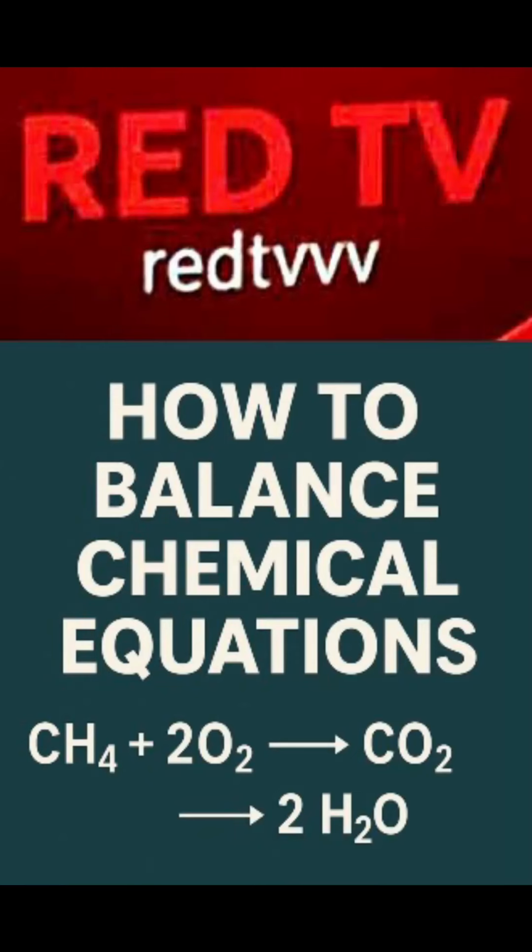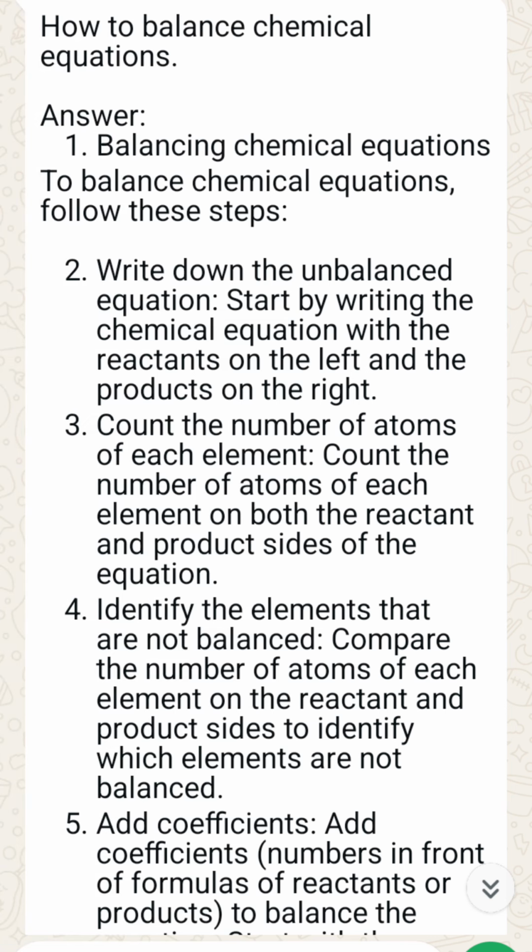How to balance chemical equations. Answer. 1. Balancing chemical equations. To balance chemical equations, follow these steps. 2. Write down the unbalanced equation. Start by writing the chemical equation with the reactants on the left and the products on the right.